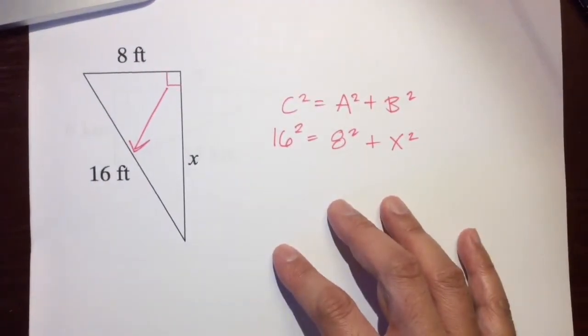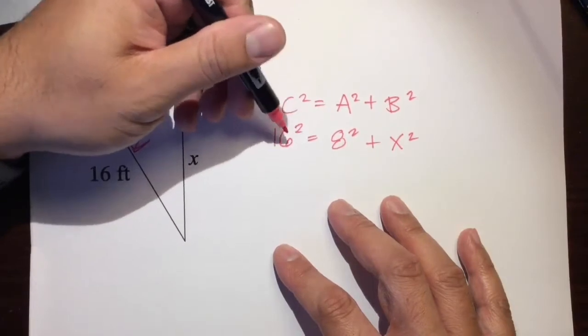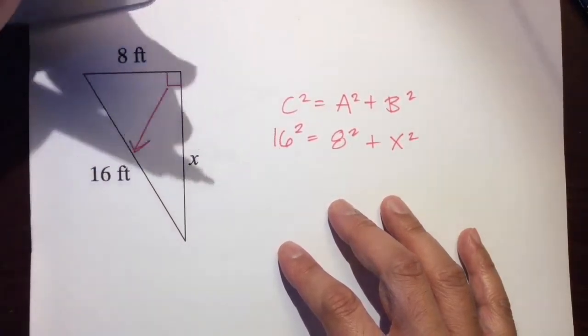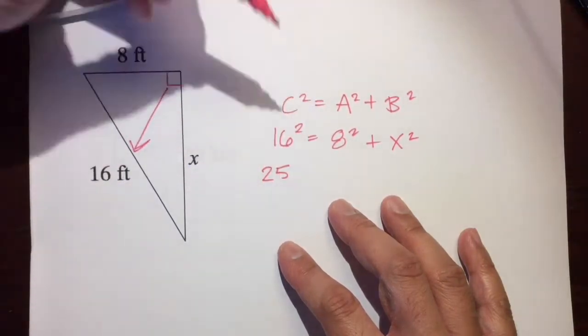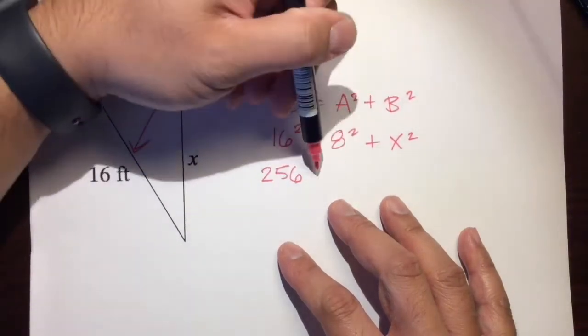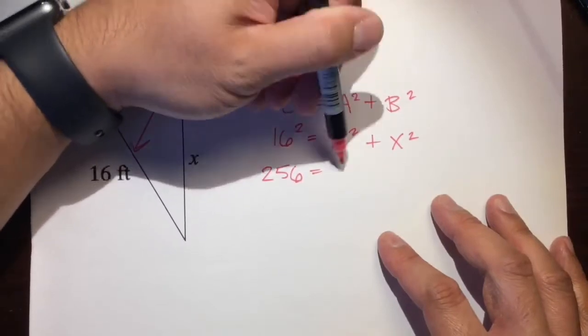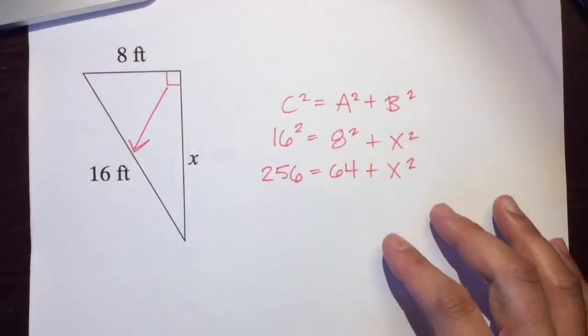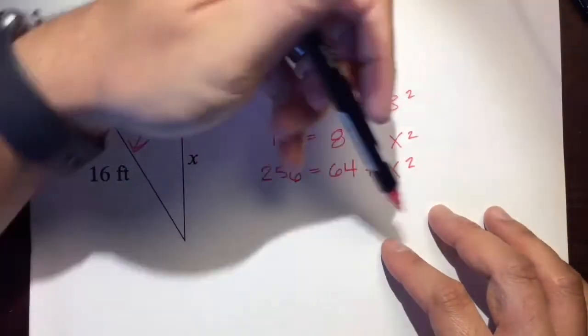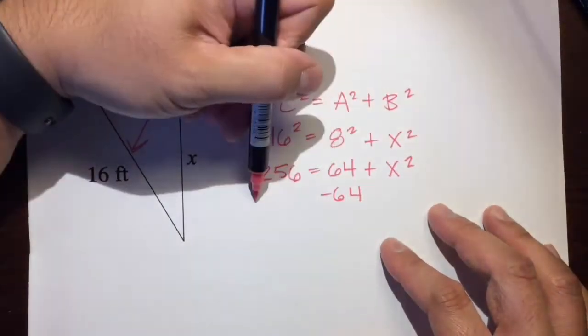And let's do some math. 16 squared, don't say 32. It's 16 times 16, which is 256. I did that all in my head. And 8 squared is 64 plus x squared. Now let's subtract the 64 from both sides.